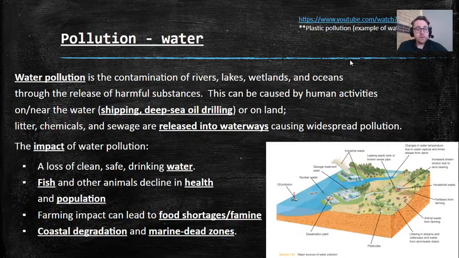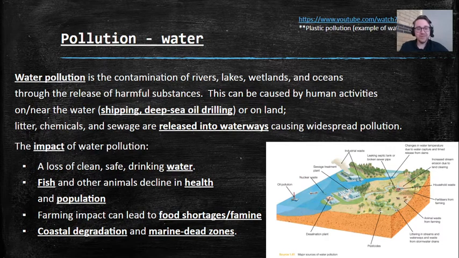Water pollution. Very appropriate, as Australia is an island, so it's probably important that we keep our water healthy. Water pollution is the contamination of rivers, lakes, wetlands, which are like these swampy type regions, which you don't really see much in Glen Waverley, but anyway, and oceans. Again, through the release of harmful substances, poisonous microscopic substances, or not microscopic if you're looking at plastic pollution, and all those substances are caused by human activities, unfortunately, either on the water or near the water. So you've got all those big cruise ships going around spreading coronavirus. They're actually causing water pollution because they're driving through the water, sailing through the water. I was about to say swimming.